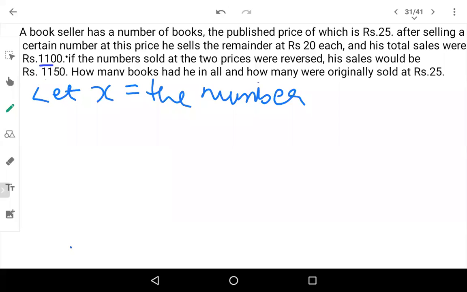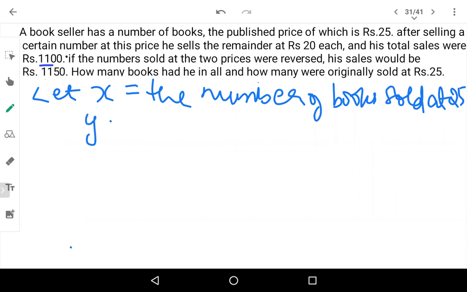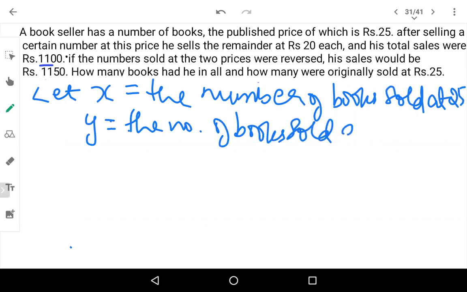Okay, let x be the number of books sold at 25. In the first situation, we are selling the books at 25 rupees, correct? In the second situation also, we will sell, but later. Then let y be the number of books sold at 20. Okay, so this is the second derivation.